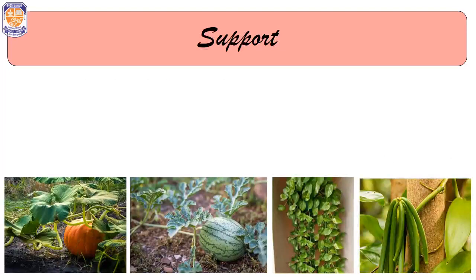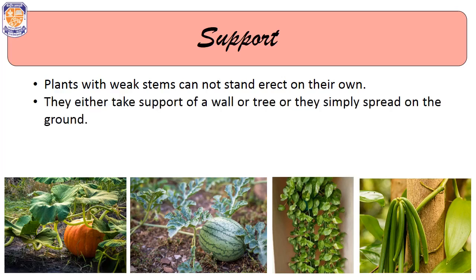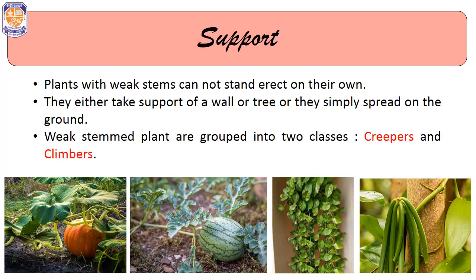Now the last type of modification that you need to learn is for support. This takes place in plants with weak stems. So the plants with weak stems cannot stand straight on their own. As a result, they either take the support of a wall or a tree, or they simply spread on the ground. So it is specialized to either creep on the ground, or to climb on any kind of support. These can be grouped into two classes.